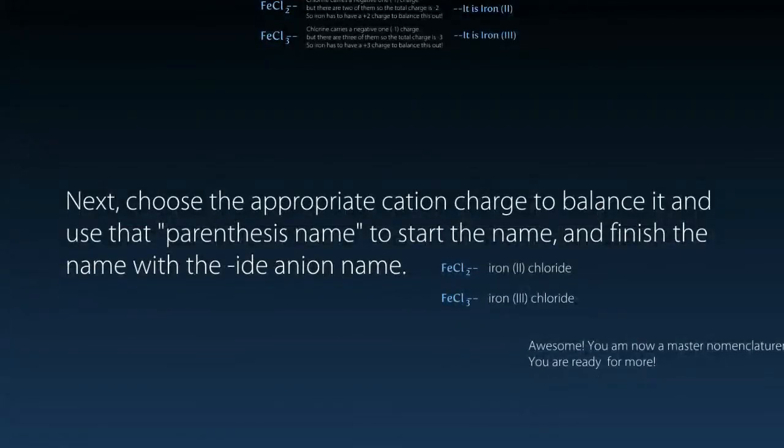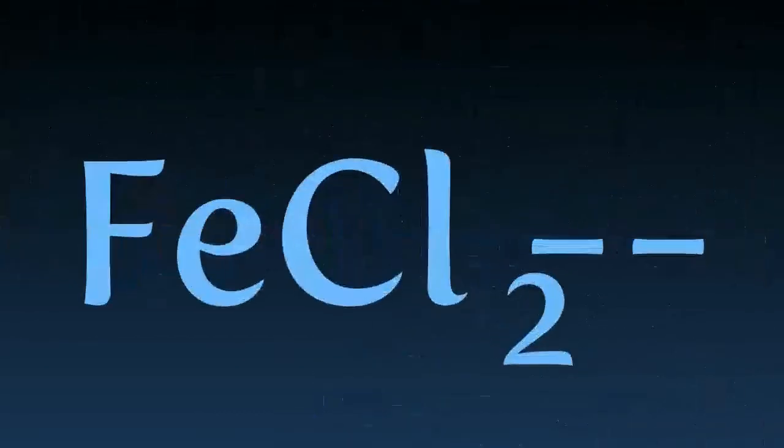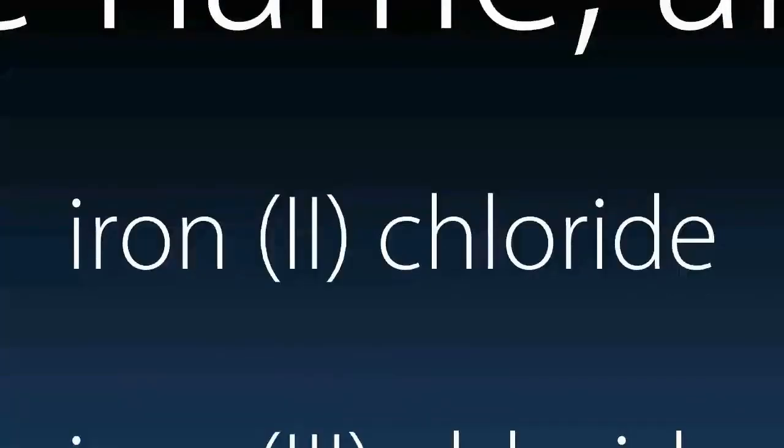All right, so now we're going to choose the appropriate cation charge to balance it, use a parentheses name to start the name, and finish the name with an IDE anion. So what in the world am I talking about there? All right, so we have our FeCl2. Well, we simply say iron, and then in parentheses, we put the Roman numeral 2, because that's the charge of iron. And then we end in IDE with our anion. So it's chlorine, but with an IDE ending, so it's chloride.